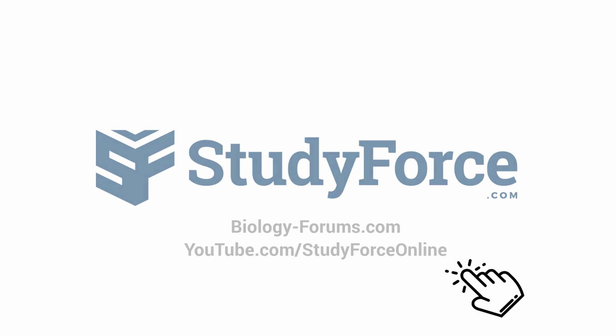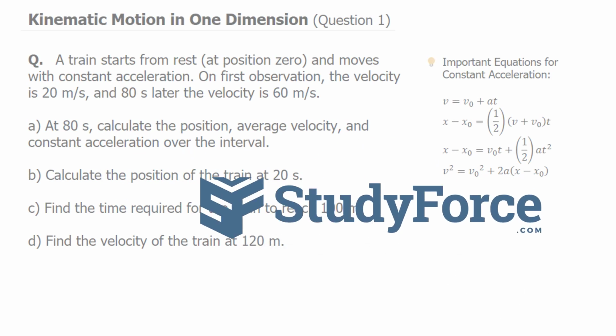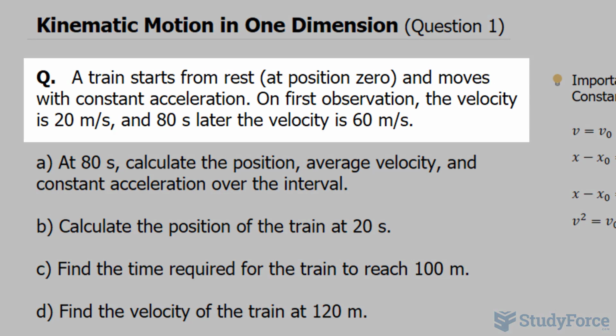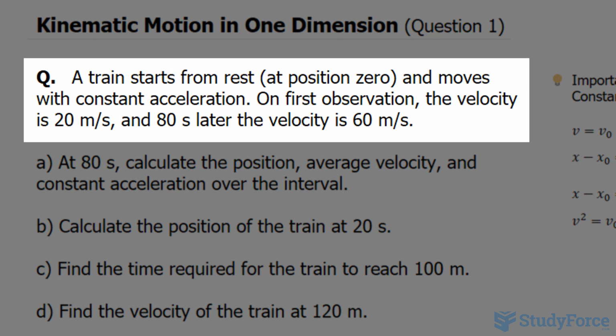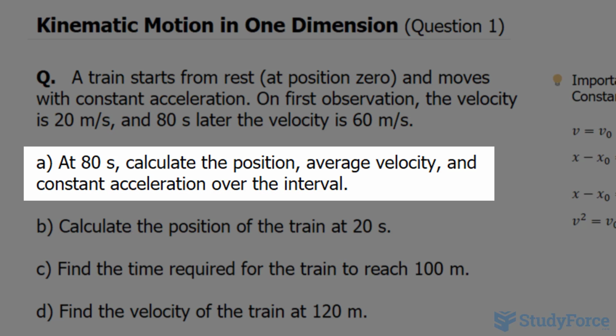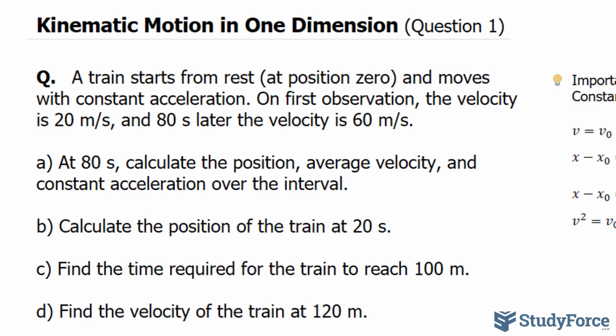In this lesson, I'll teach you how to solve kinematic motion in one-dimension physics problems. This is question 1. The question reads, a train starts from rest at position 0 and moves with constant acceleration. At first observation, the velocity is 20 meters per second, and 80 seconds later, the velocity is 60 meters per second. At 80 seconds, calculate the position, average velocity, and constant acceleration over the interval. Let's begin by answering these.